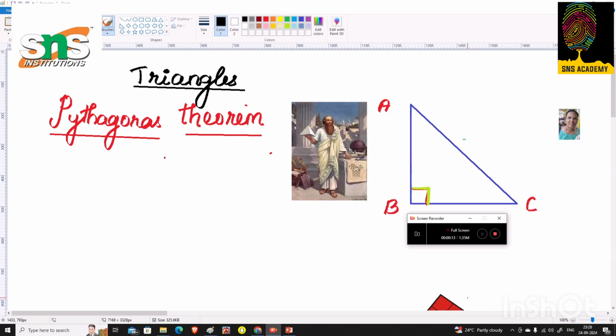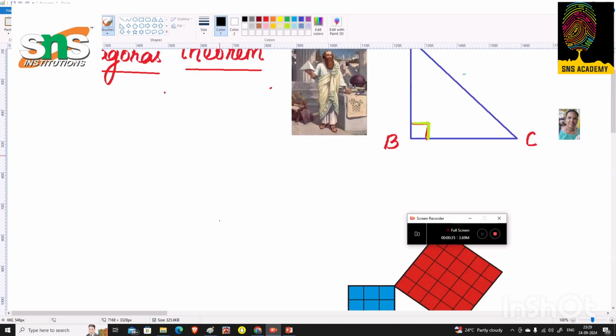Before learning about the Pythagoras theorem, let's know about Pythagoras. Who is Pythagoras? He is a famous Greek mathematician and he is known as the father of triangles. He created the Pythagoras theorem.